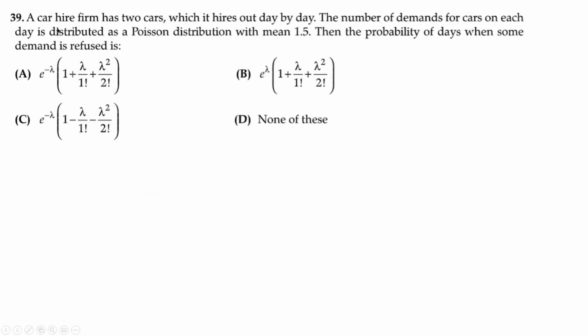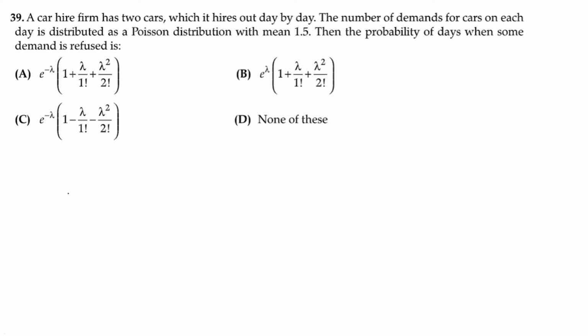The next question, a car hire firm has two cars which it hires out day by day. The number of demands for cars on each day is distributed as a Poisson distribution with mean 1.5. Then the probability of days when some demand is refused is given by. So here it is given a car hire firm. It has got only two cars. It hires out day by day. And the number of demands is distributed as Poisson distribution with mean 1.5. We need to find the probability of days when some demand is refused.